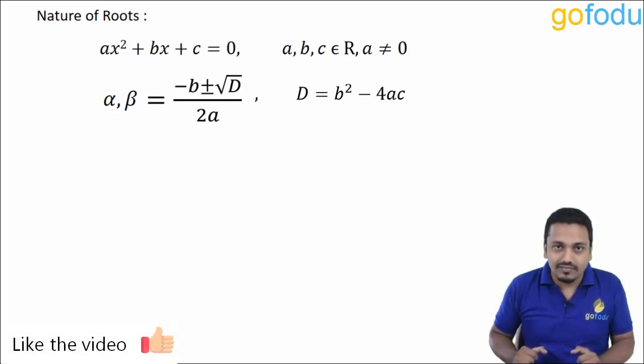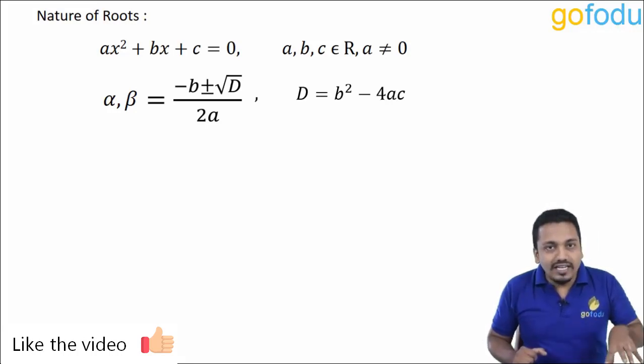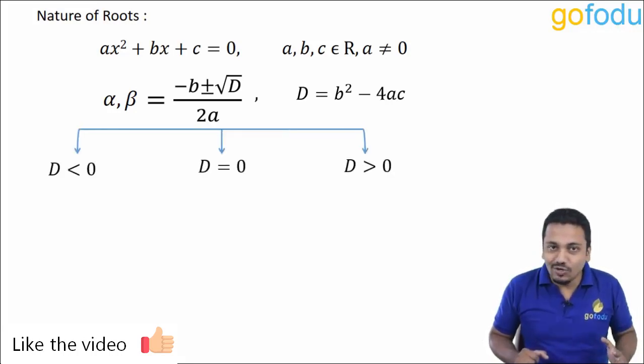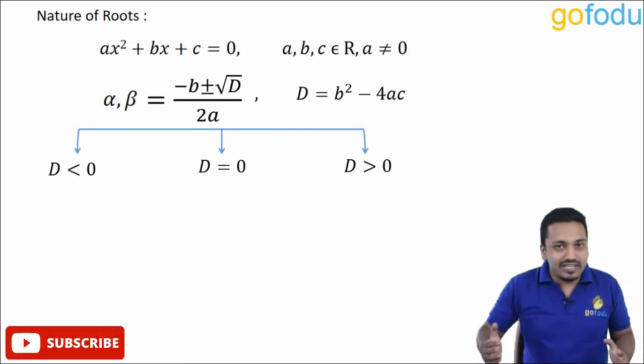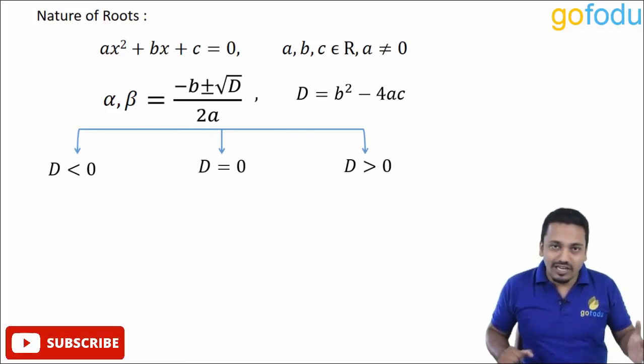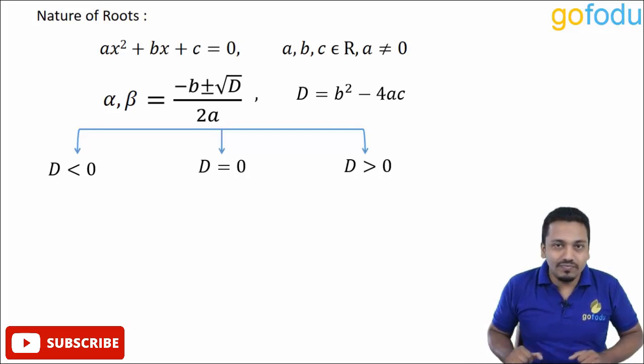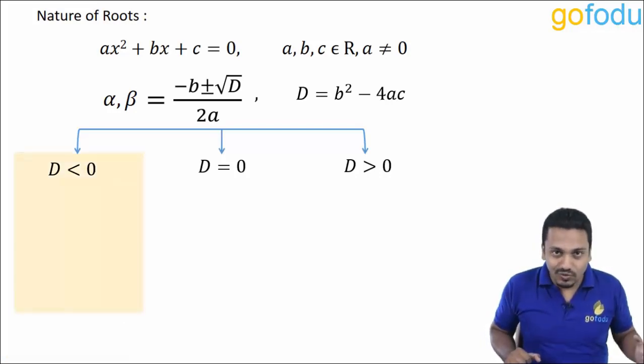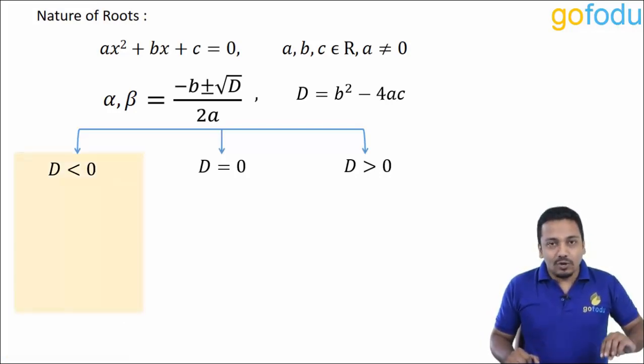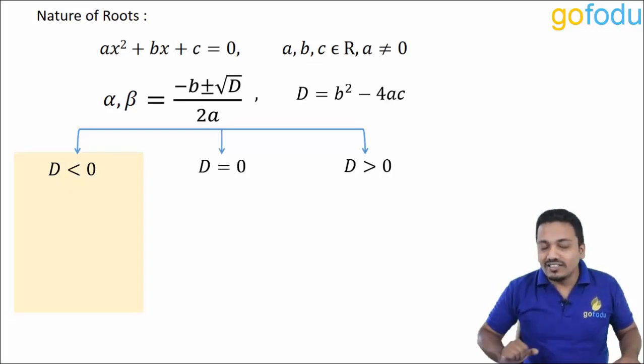Now discriminant plays an important role in telling us what type of roots does the quadratic equation have. D could fall in any of these three regions: less than 0, equal to 0 or greater than 0, right? Any number could be less than 0, equal to 0 or greater than 0. If D is less than 0, that means, look at the formula, the value inside the root sign is negative if D is less than 0.